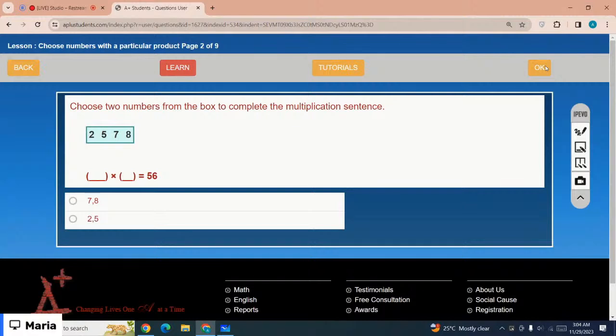Okay, the next one is choose two numbers from the box to complete the multiplication sentence. Dash and dash have a product of 56. So you need to select two numbers whose product must be 56. Which two numbers are they? Options are 7, 8, and 2, 5. Just check: 7 times 8 is 56. Yes, the correct option is option number 1, that is 7 and 8, because 7 times 8 makes 56.